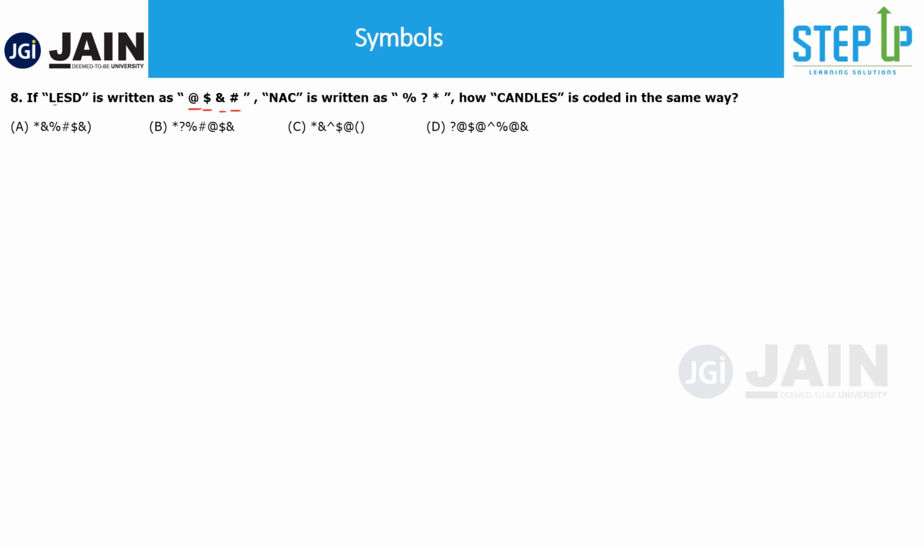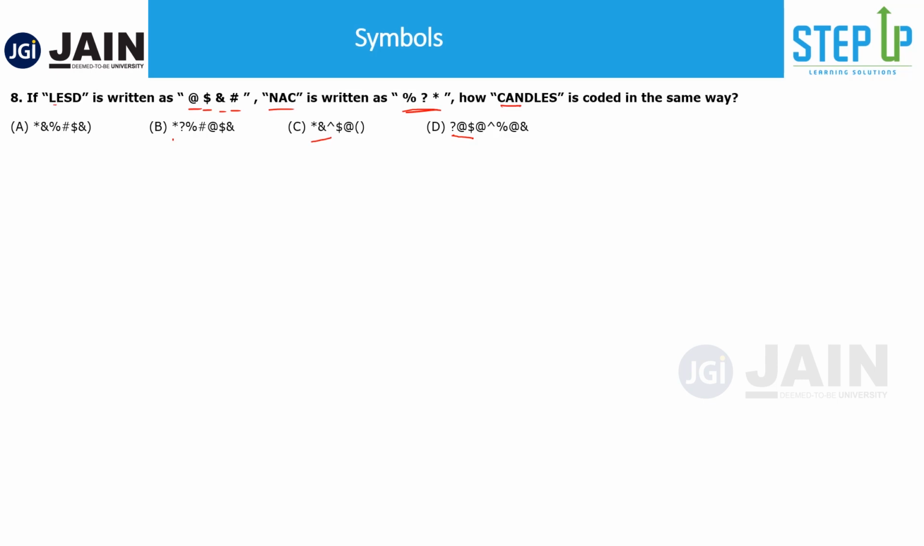So let's say 4 alphabets are moving to 4 of these symbols. NAC, there is nothing common, otherwise we could have checked for common. Okay, NAC is coded as this. They're asking how CANDLES is coded in the same way. So candle, CAN. Here is NAC. That means it has to have percentage, question mark and star. CAN, and this is opposite, right? So star, question mark, percentage.